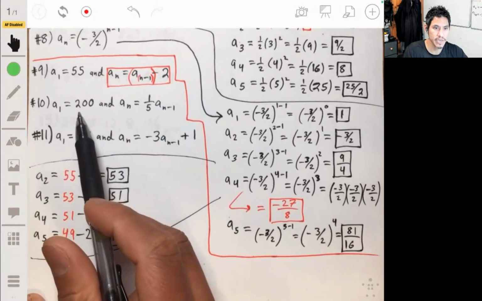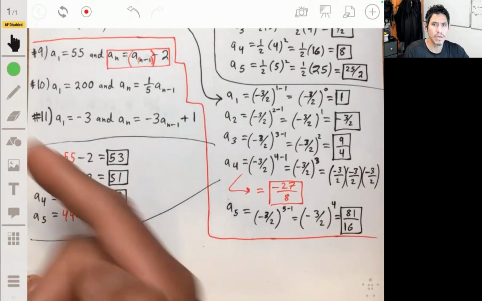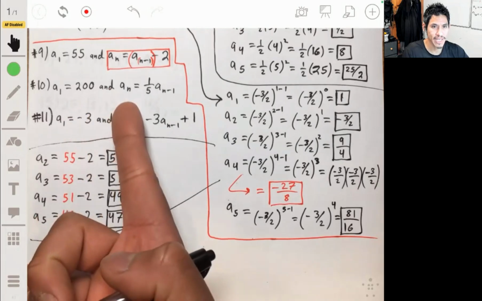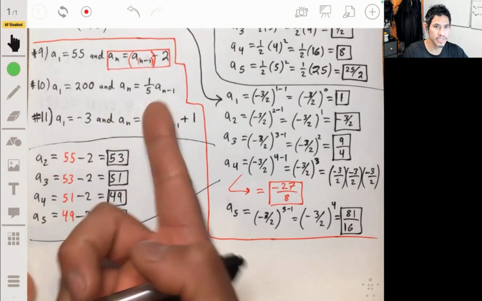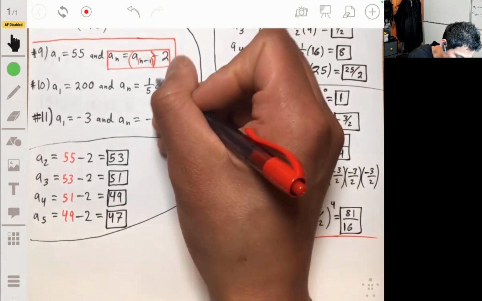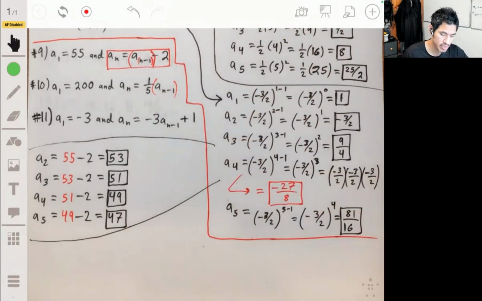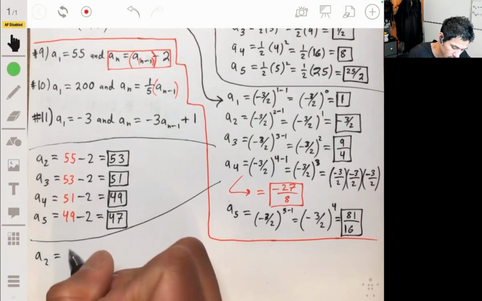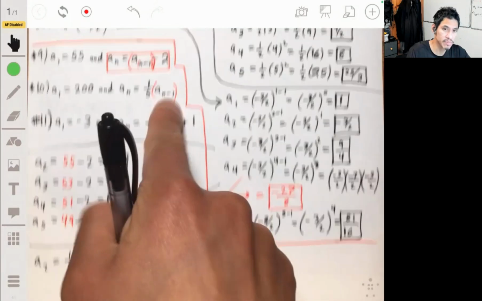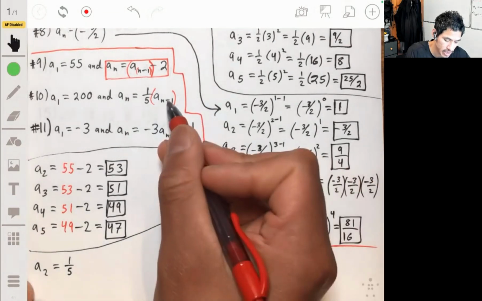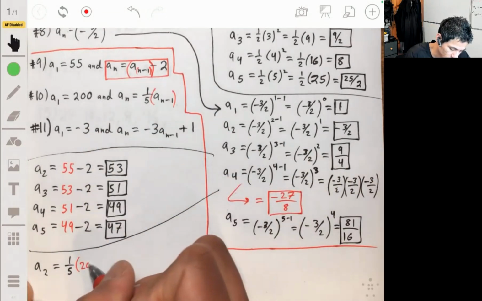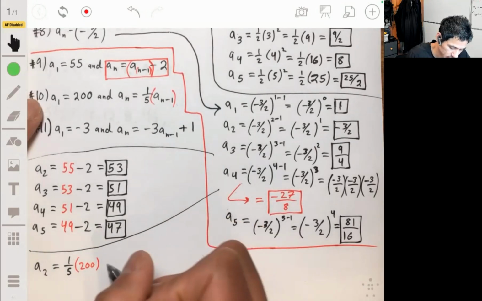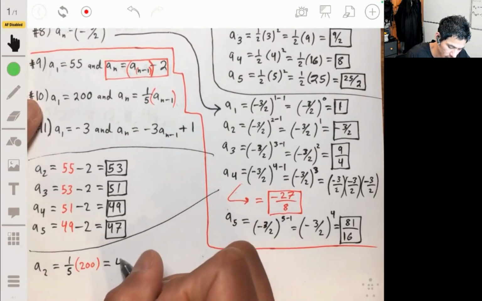So let's look at number 10. Number 10, we've got that A1 is 200 and that AN is 1/5 times AN minus 1. So A2 is going to be 1/5 times the previous term, so times A1. A1 was 200. So we're going to take 200 and multiply by 1/5, and that's going to give us 40.